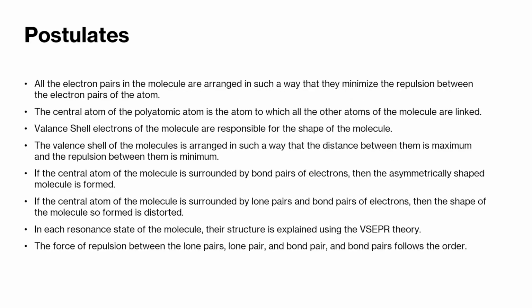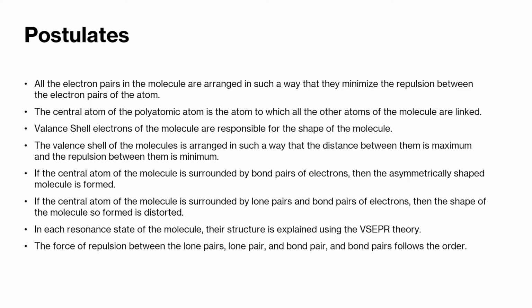So we have some postulates here, some really important postulates. Right, so I'm going to be going through all of them verbatim off of the slide, by the way. So the first one: all the electron pairs in the molecule are arranged in such a way that they minimize the repulsion between the electron pairs of the atom. Right, so they spread out furthest distance apart. That's basically what the first one is talking about.